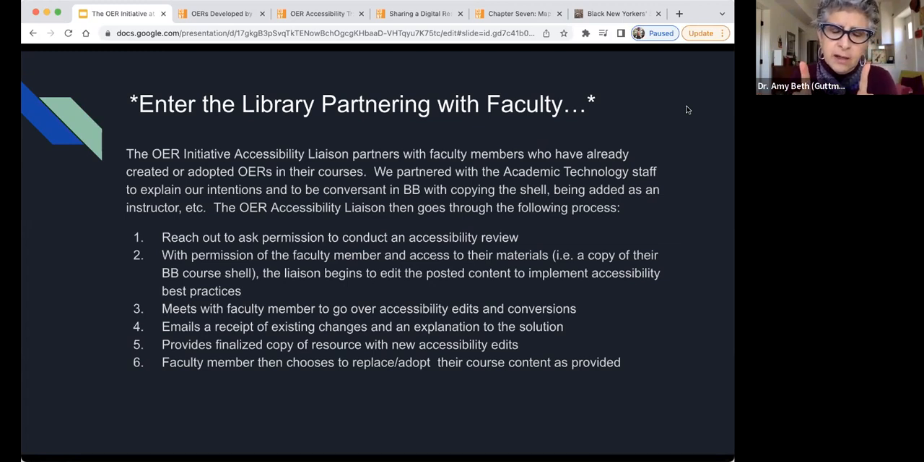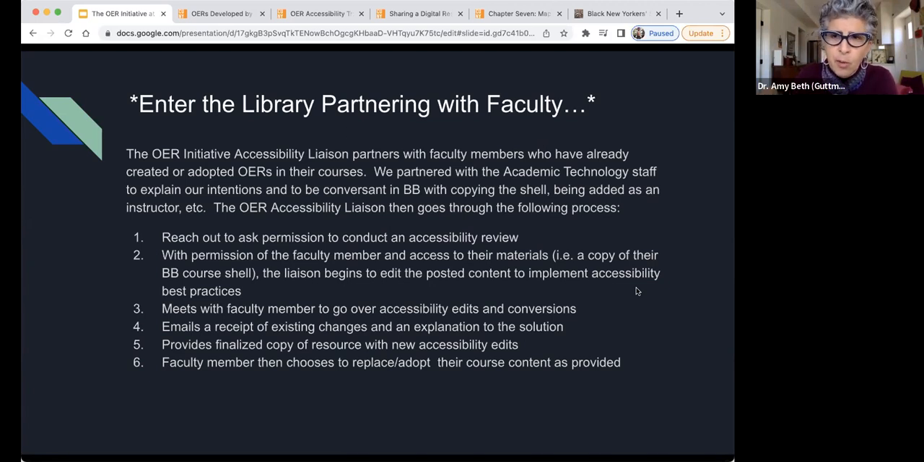The idea here is not to tell the faculty what they could do to make it more accessible, but to do it on their behalf. And there is a method to this madness. Lauren then meets with the faculty member to go over the edits and the conversions. The faculty member has a very clear comparison of before and after. And they can choose at this point to adopt what Lauren has done without having to do the work themselves.